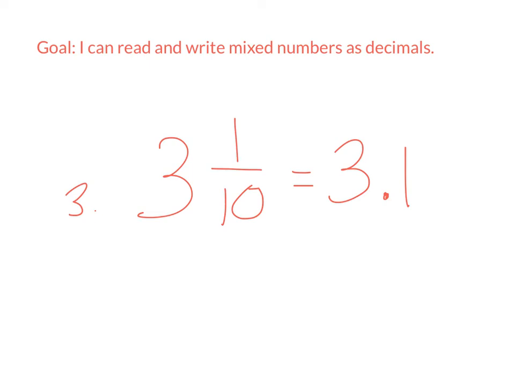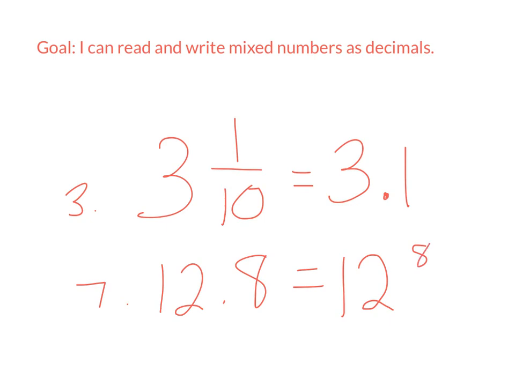And now let's take a look at number 7. The directions for that set of 4 problems says read and write each decimal as a mixed number. So it's going the opposite way. It gives you a decimal. Well, we would say this decimal as 12 8/10. And if we want to write that as a mixed number, 12 would be our whole number and 8/10. So that's how we would write that as a mixed number.